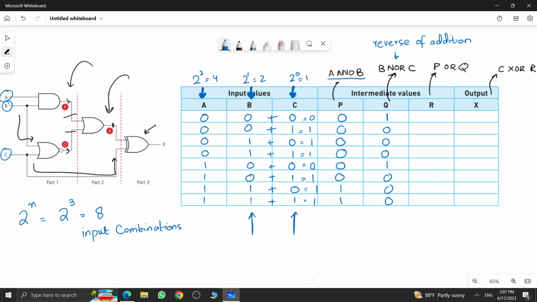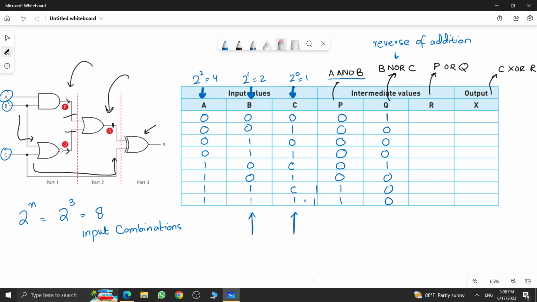Reverse of addition. So just quickly see that 0, 1, 1, 1 becomes 1, 0, 0, 0. Similarly, 0, 1, 1, 1 becomes 1, 0, 0, 0. We have reversed all the bits once we have calculated the addition of B and C. So Q is also done.